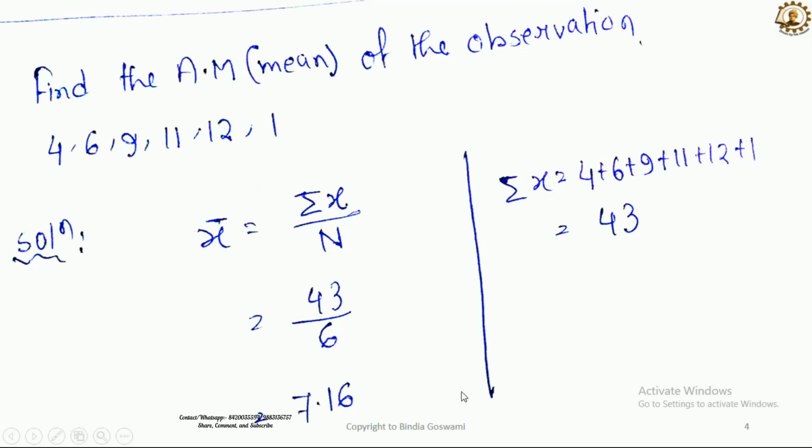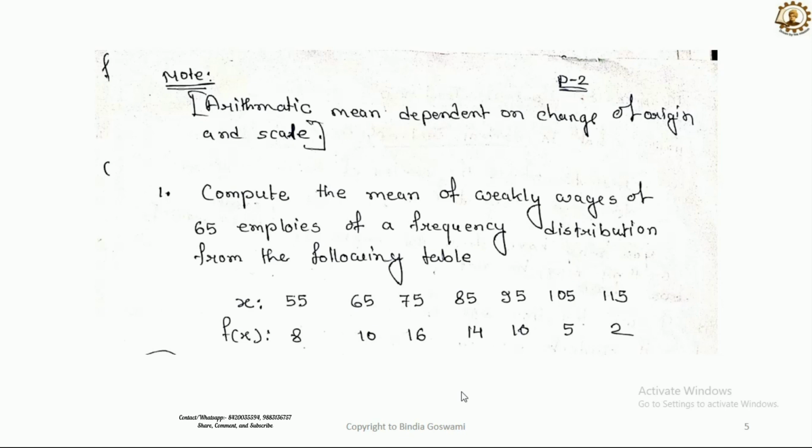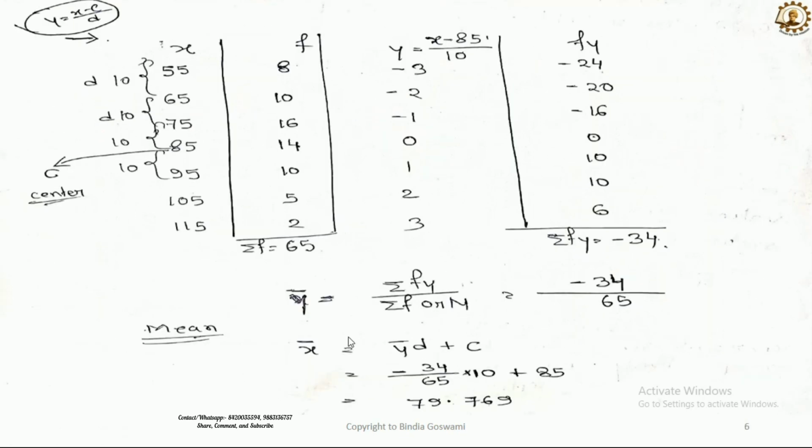Next, with frequency. This is another example with frequency. Compute the mean of weekly wages. This is the question, and these are the x rows and the f rows. This is the x column, f column, y column and fy column.